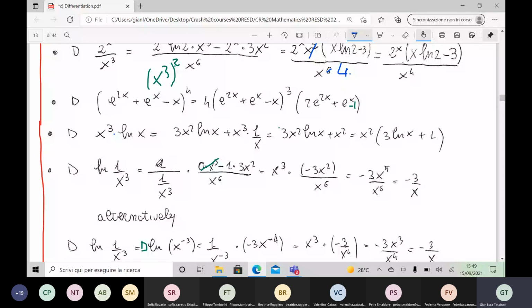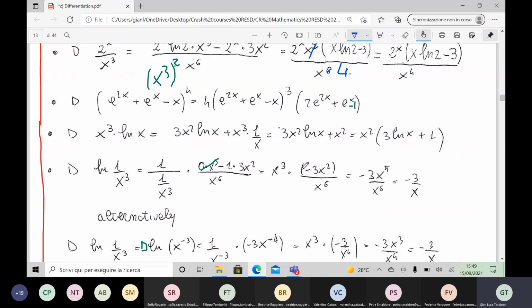How can you rewrite this? 1 over x to the power 3 can be written as 1 times x to the power 3 over 1. Okay, transform it into a product. So it's x to the power 3. Then here this is 0. You have minus 3x squared over x to the power 6. Since you cannot have a plus and a minus next to each other when they multiply, you have to put a parenthesis.